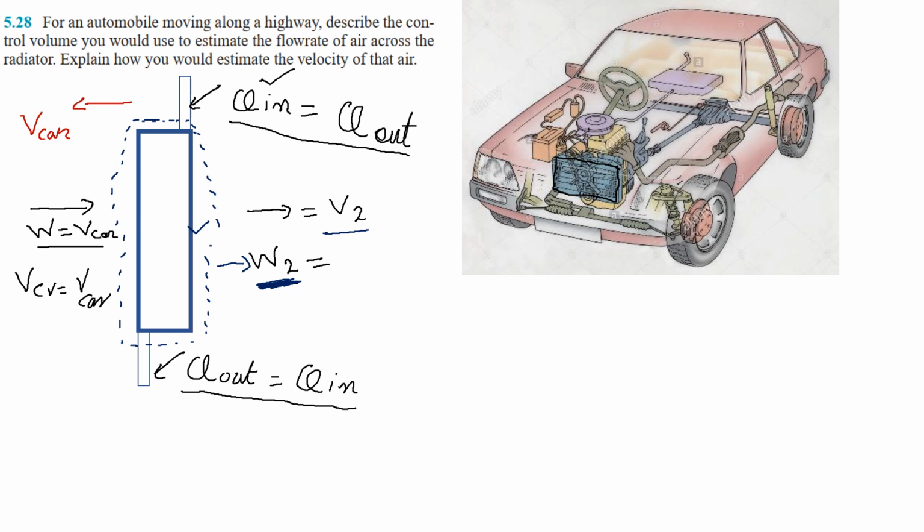With this velocity V2, it is my absolute velocity, because its reference point is somewhere stationary on the ground; it is not moving with the car.